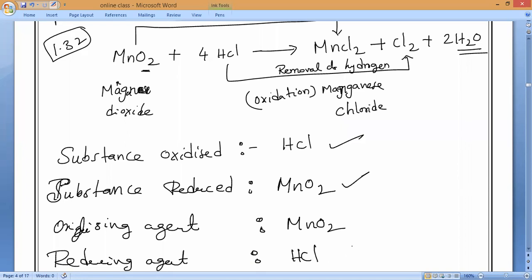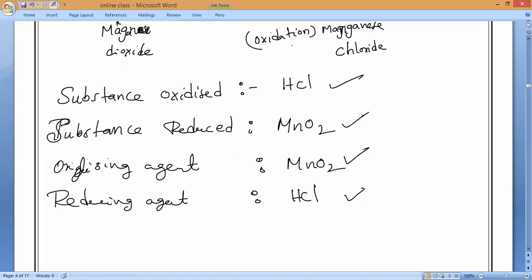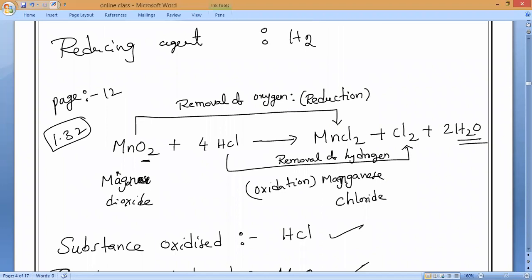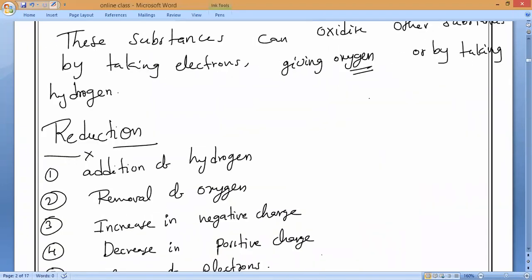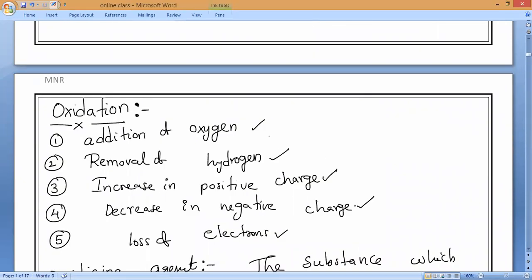Everybody? Shakti, Shahrukh, have you understood? Yes, Kevin? Sir, how will the substance oxidized be hydrochloric acid? Because it is removal of hydrogen. So what do you mean by the oxidation definition? Go back and see the oxidation definition. Either addition of oxygen or removal of hydrogen.